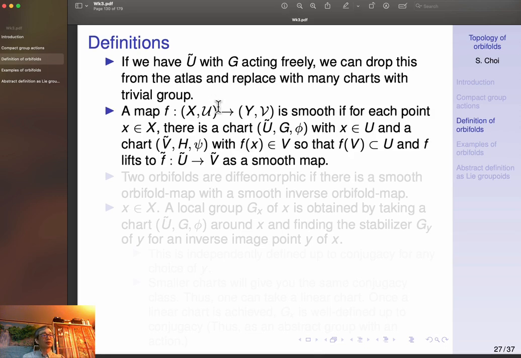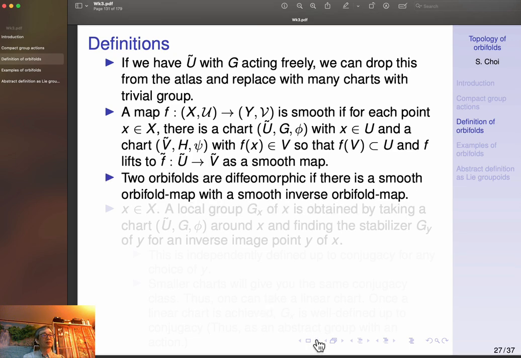And so if you have orbifolds X = (X, U, G, φ) and Y = (Y, V, H, ψ), then the map f is smooth if for each point x in X there's a chart (Ũ, G, φ) with x in U, and a chart (Ṽ, H, ψ) with f(x) in V, and f(U) is in V, and then f lifts to f̃: Ũ → Ṽ as a smooth map. Okay, so that's the definition of smooth map.